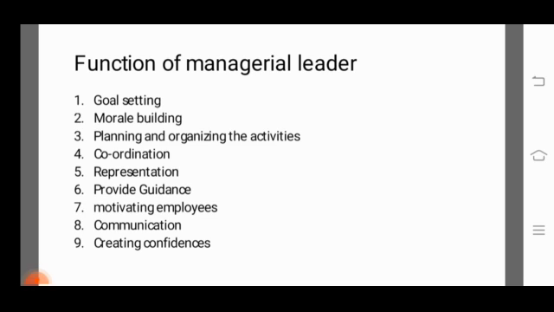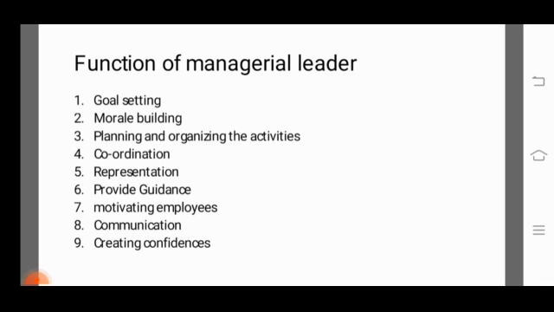Here, the first function we have is goal setting. Goals are the expected results of an organization. A leader provides guidance to a group by setting and interpreting such goals and objectives. He outlines the operations of the organization. He determines short-term as well as long-term goals of an organization.